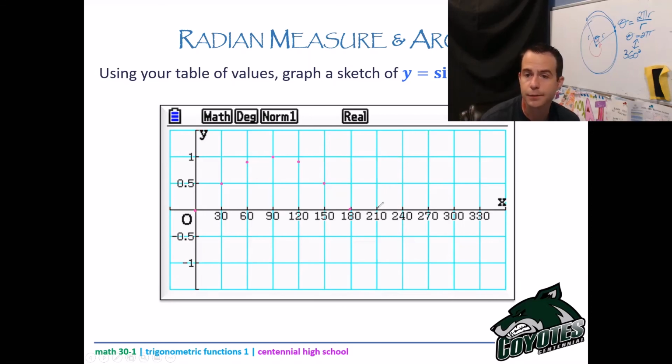We knew the sine of 210 was negative 0.5. The sine of 240 was negative 0.9. The sine of 270 was negative 1. Sine of 300 was negative 0.9. And the sine of 330 was negative 0.5, and the sine of 360 was 0. Now, you can see, just the way I did my dots, you can see this wave, okay?